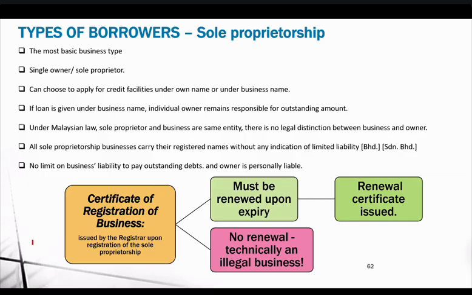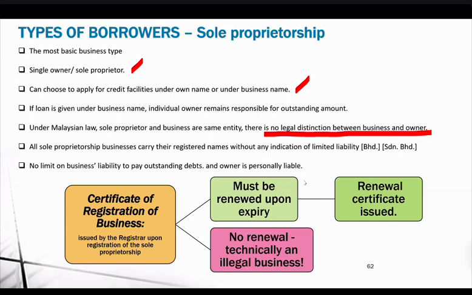For sole proprietorship, single owner, they can be under their own name or a business name. If the loan is given under the business name, the individual owner is responsible for the outstanding amount. And under Malaysian law, there's no legal distinction between business and owner.